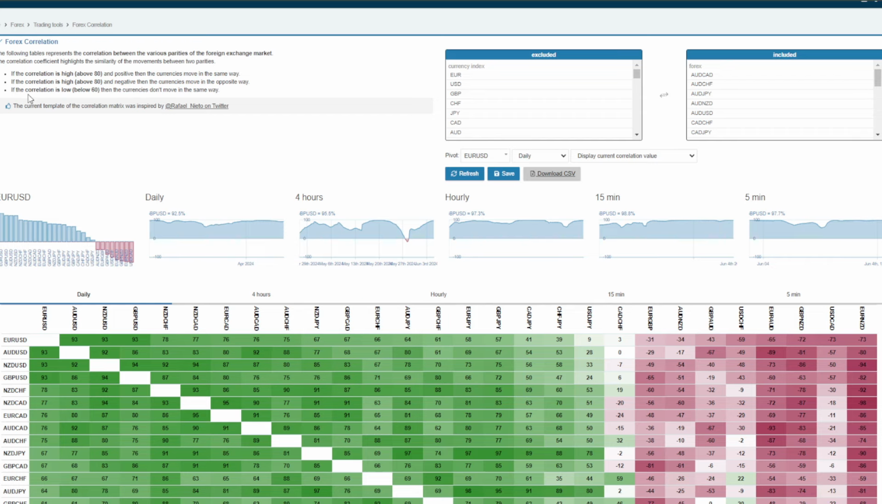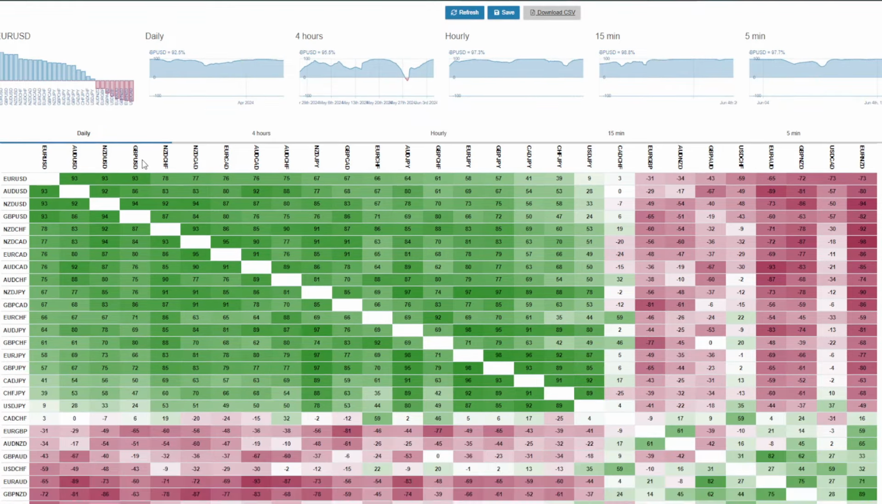Vice versa, if the correlation is high and above 80, but also negative, so red, then the currencies move in the opposite way. Now, if the correlation is low, so below 60, then the currencies don't really move in the same way. They just sort of do their own thing.